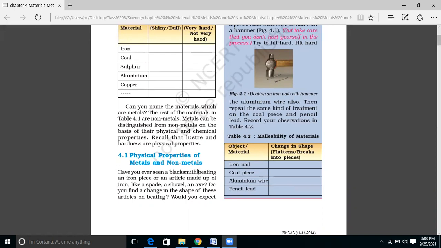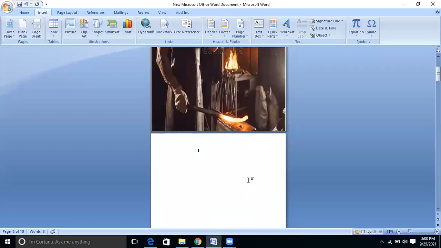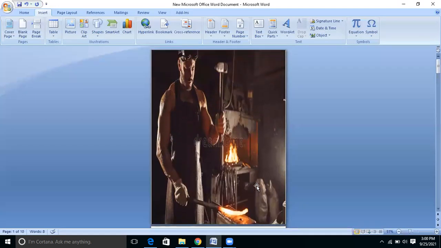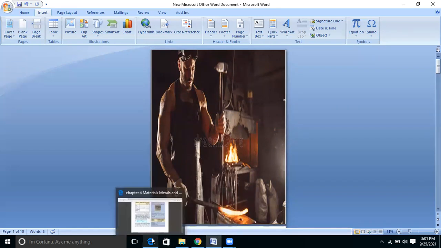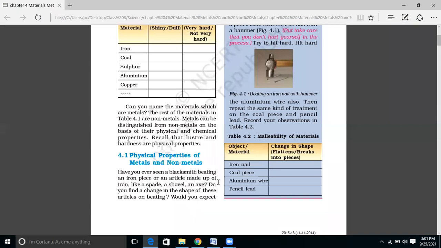Now here there is a blacksmith. So a blacksmith is this person who works with iron and gives different shape to the metals. So as you can see, what is he doing? He is heating this metal and he gives various shapes. So you can make spade, axe and all after beating this metals.